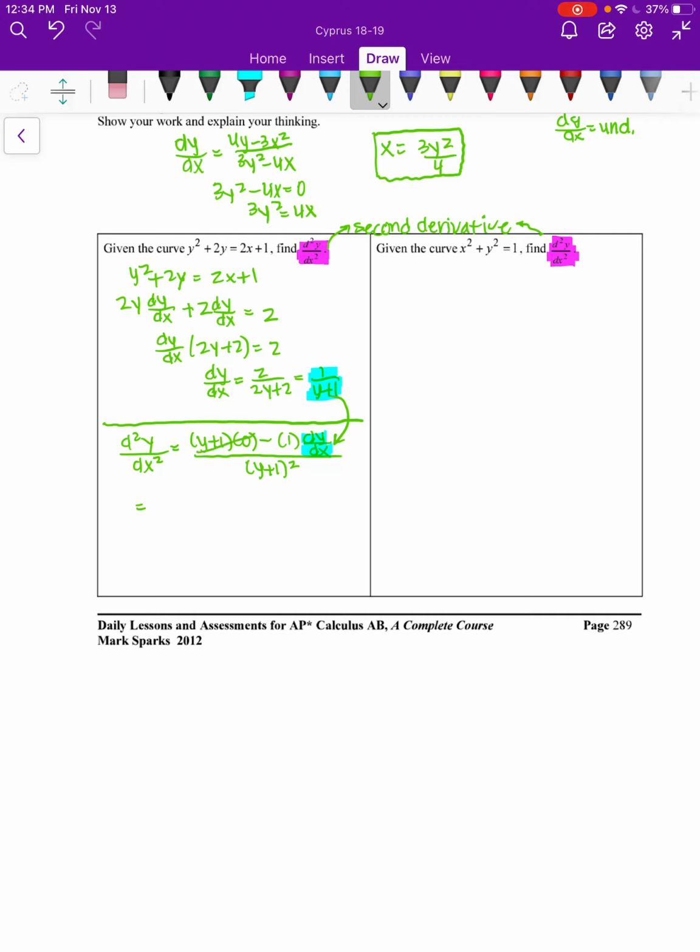So our second derivative, we have that first piece goes to 0. So 0 minus 1 times dy/dx, I'm going to write as 1 times 1 over y plus 1, over y plus 1 squared. Simplify this a little bit. This is negative 1 over y plus 1 over y plus 1 squared, which is just negative 1 over y plus 1 to the third power. And that's our final answer.